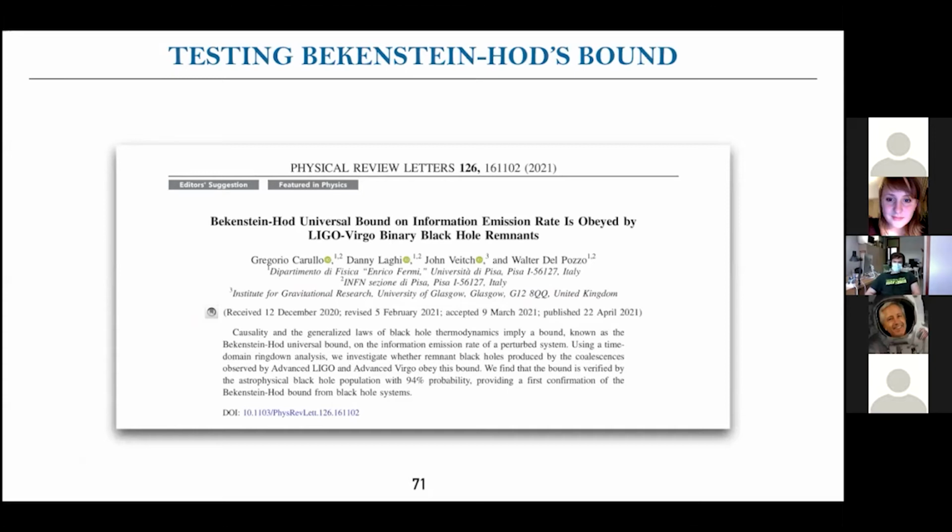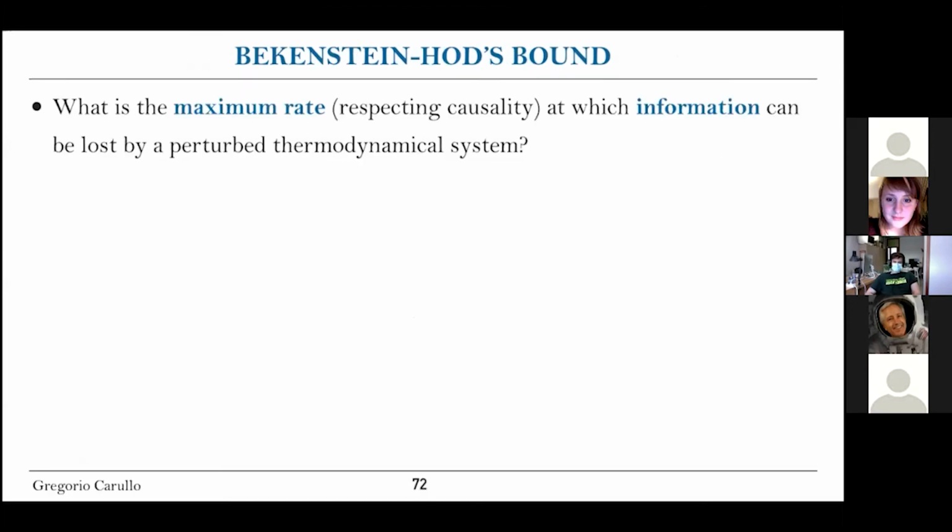To understand what this bound is and why we care about it, the bound stems from quite a simple question that one can ask, which is: what is the maximum rate, respecting causality of course, at which information can be lost by a perturbed thermodynamical system? So this is a completely generic question that you can ask. It doesn't depend on black holes or on gravitational systems.